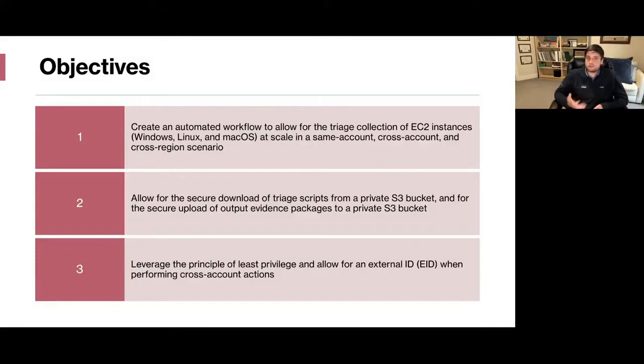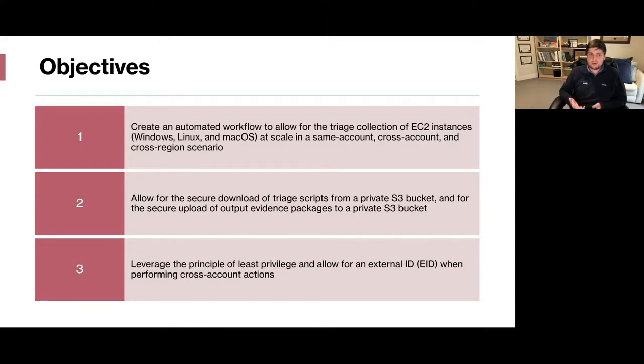Now for our solution, we're storing those scripts in an S3 bucket. So who's to say that target EC2 instance has access to that triage collection script bucket? And on the flip side, it needs to be able to write the output somewhere. So our solution writes the output of a triage collection script as a zip file, and then it uploads that file to an evidence S3 bucket. Now, again, who's to say that the target EC2 instance has access to write to that evidence bucket?